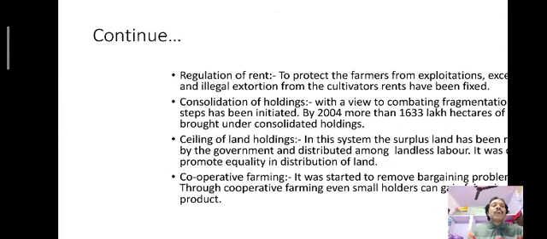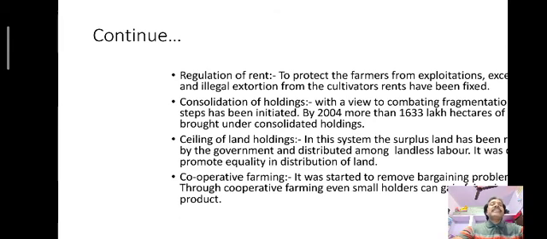Now, the third point is consolidation of holdings. Consolidation of holdings means combating the fragmentation of land. In simple words, the lands were in small parts. Is it clear? So it was very difficult to implement new technology. As a result, the government initiated the consolidation of holdings. According to the data of 2004, more than 1,633 lakh hectares of land were brought under consolidated holdings.